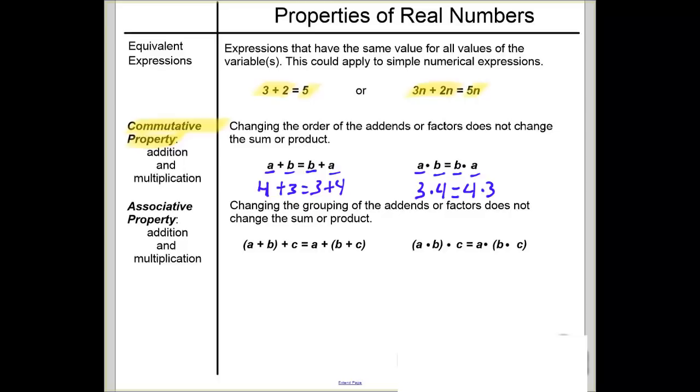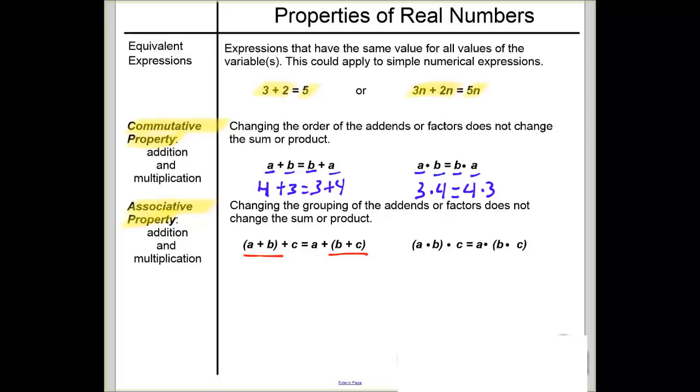Next property we have here is the associative property. This one also applies to addition and multiplication only. So changing the grouping of the add-ins or factors does not change the sum or the product. So whether we add the first two here, a and b, or we come back here and we add the b, c first and then come back and add the a, we will end up with the same answer.